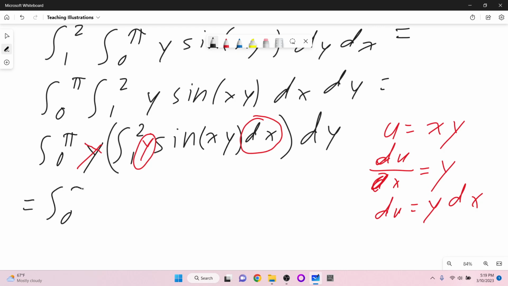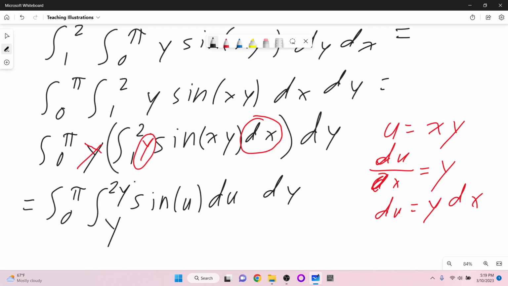So we go from 0 to pi of integral of, okay, sine of u du. And then there's a dy over here. Now what does u do? Okay, let's think about this. X here, x goes from 1 to 2. So if I plug in 1 for x, I get y. If I plug in 2 for x, I get 2y. And I'm going to double check my notes just to make sure that I'm doing all this right. 2y to y, yeah.